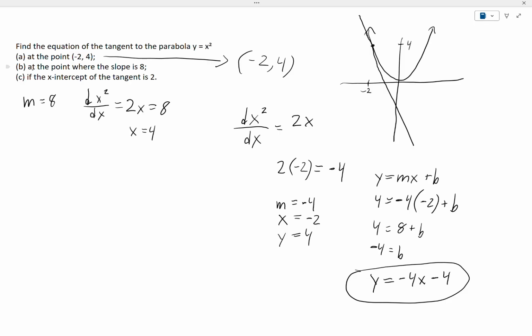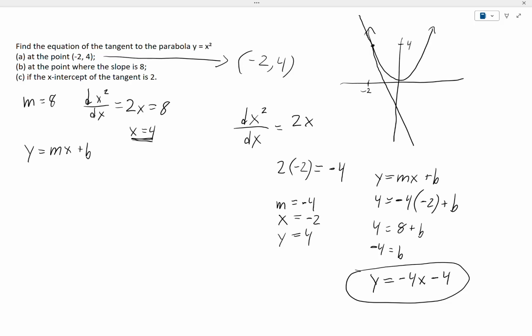Therefore, the information that they gave me up here is that the slope is 8 where x is equal to 4. So now I'm once again trying to find an equation right here in the form of y equals mx plus b.